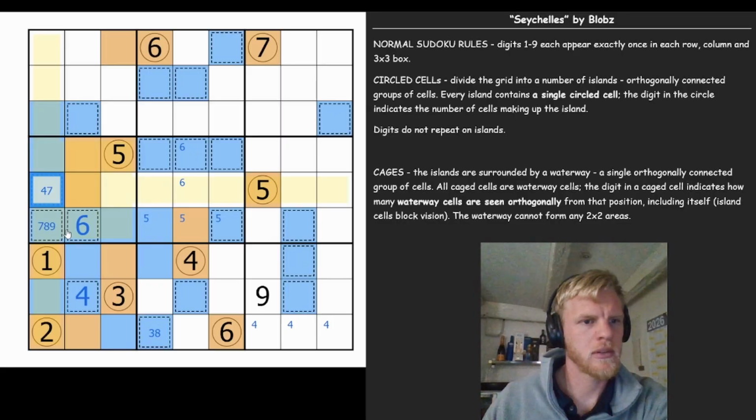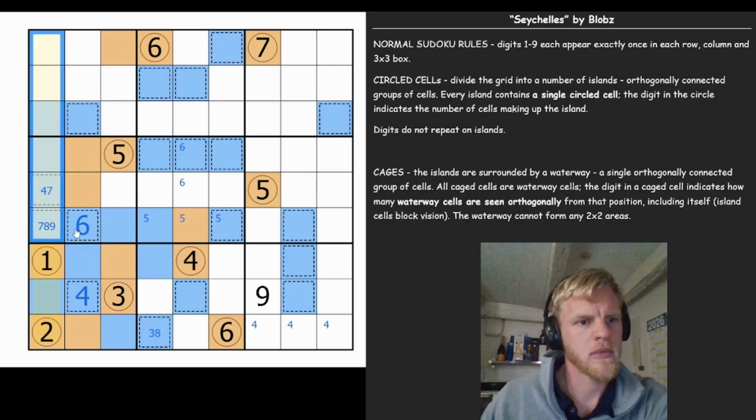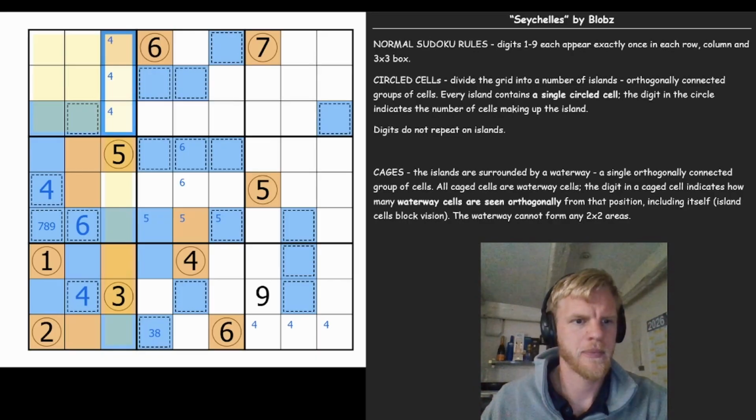If this is a 4, this has to be a 7. You know, this cannot be a 7, right? Because if we have got 1, 2, 3, 4, 5, 6. Ah, that's the reason. Can't be 7 because we only have 6 in that row. That's our 4, and we get 4 pencil marks here.